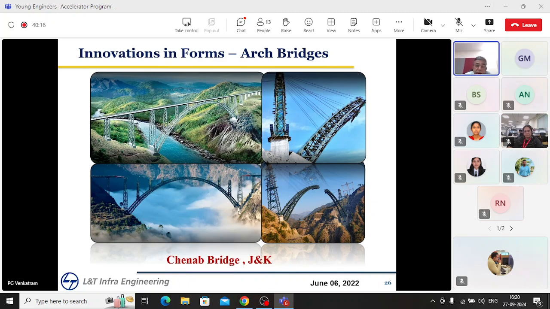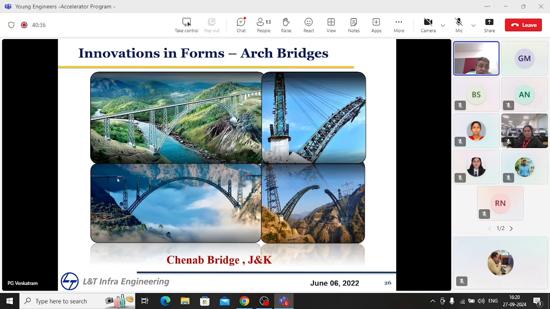As you can see from this photograph, clouds are below the bridge. It's at that height above the Chenab River, which normally flows here. So you can see stay cable construction, and then you're seeing the building of the spandrel arch. You are also seeing another interesting thing. Sometimes I will talk to you about different methods of construction if I get a chance outside this course.